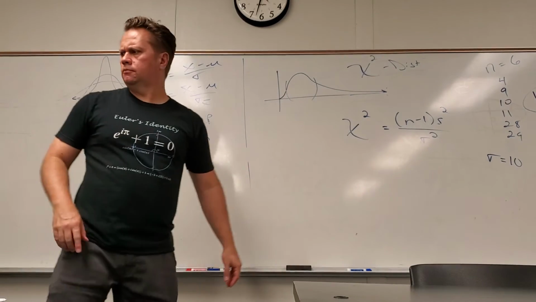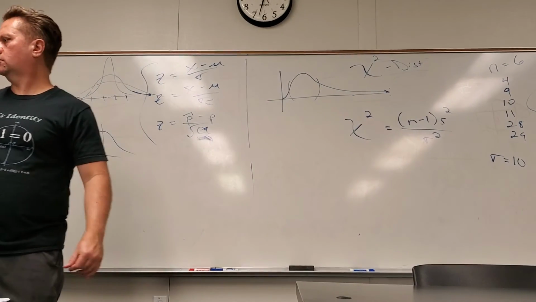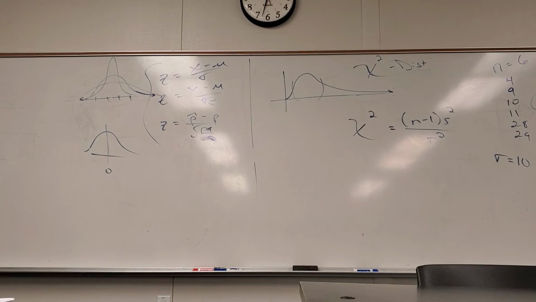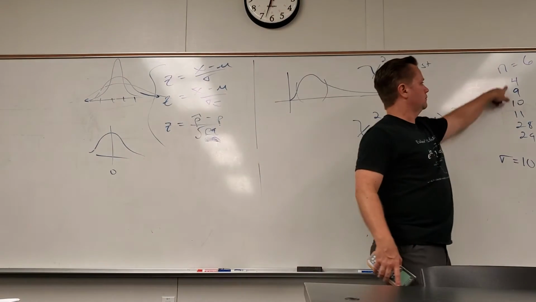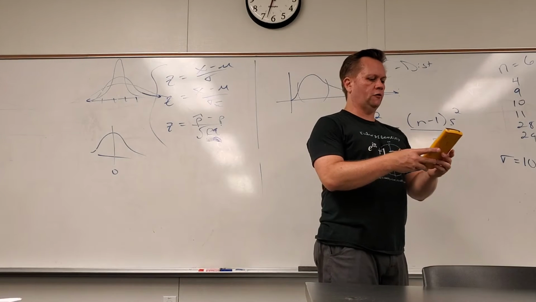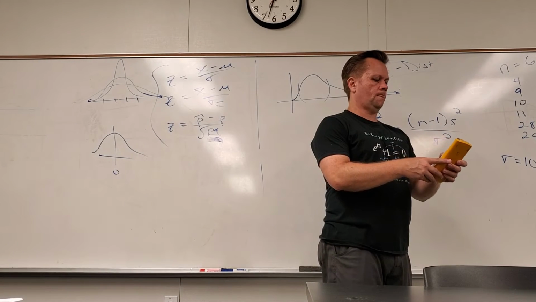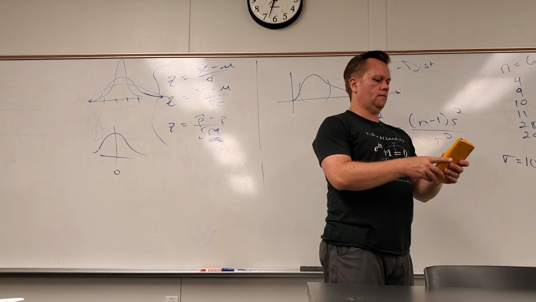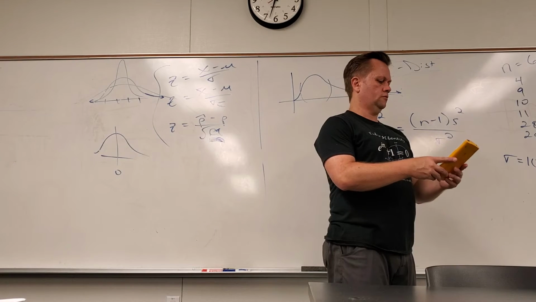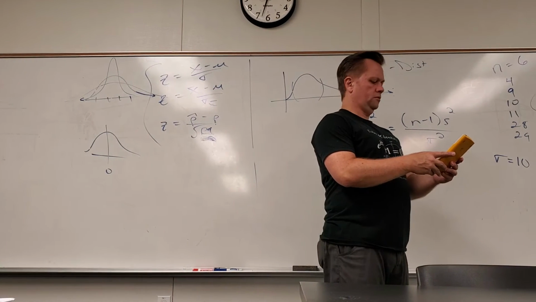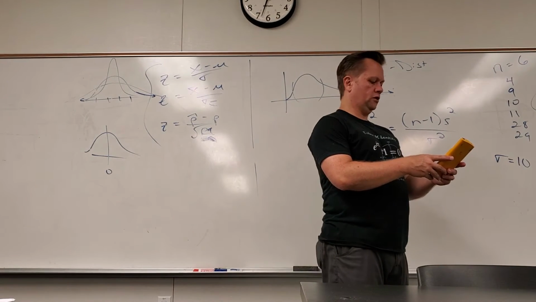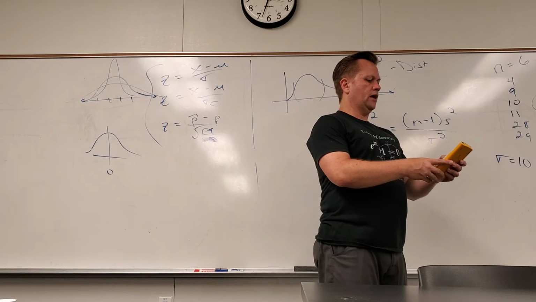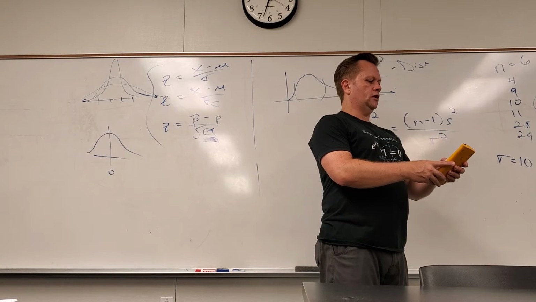On the top of the screen, it says n equals 6. Yes, it does, because there's 6 things. So what are you going to put in the list? 4, 9, 10, 11, 28, 29. Has anybody gotten that standard deviation yet?